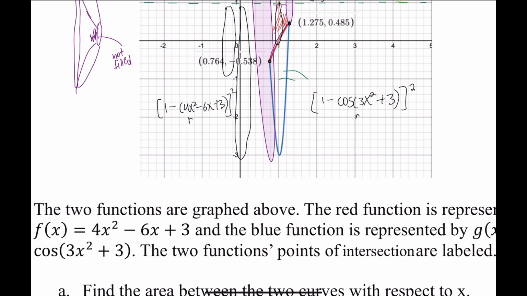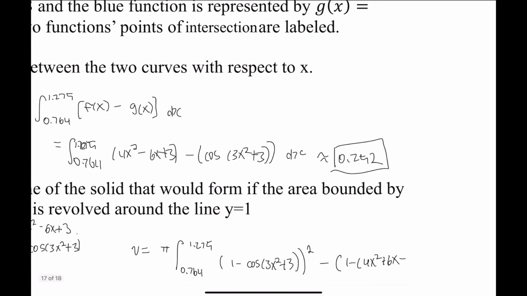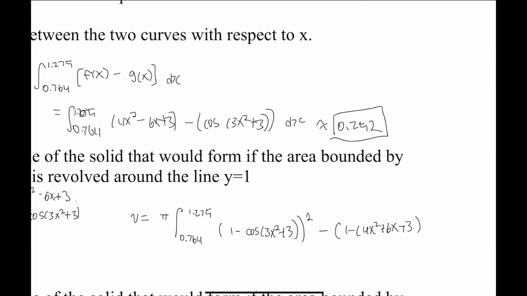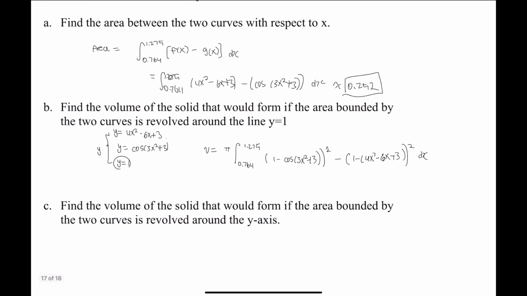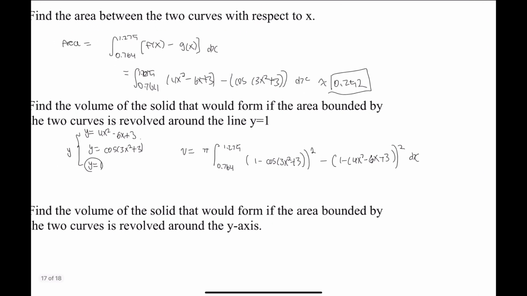This is also radius. This is radius 2, this is radius 1, okay? 1 minus, minus 6x, okay. Alright, so this whole thing squared, and then dx. So this is the equation, so make sure that you're plugging it into the calculator. I won't be plugging it in right now because it takes some time.